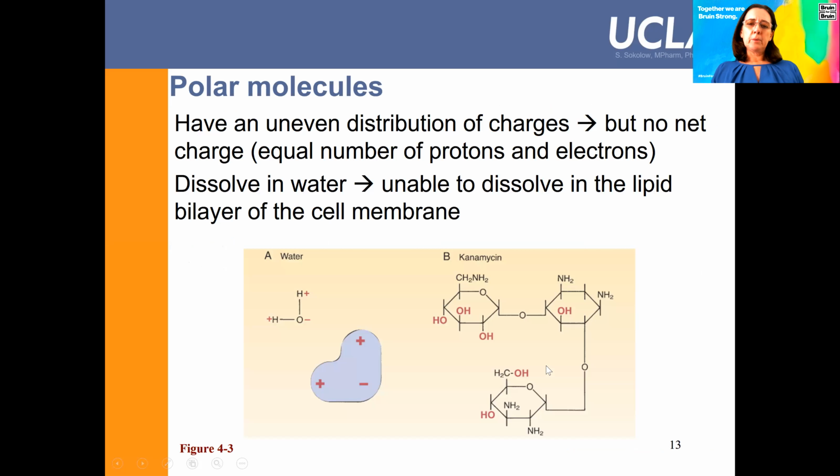Now, what are polar molecules? A polar molecule has an uneven distribution of charge. So I'm sending you back to your chemistry courses. They have an uneven distribution of charge, but no net charge. It's not an ionized molecule. It's not an ion. So you see there is no net charge, like this kanamycin.